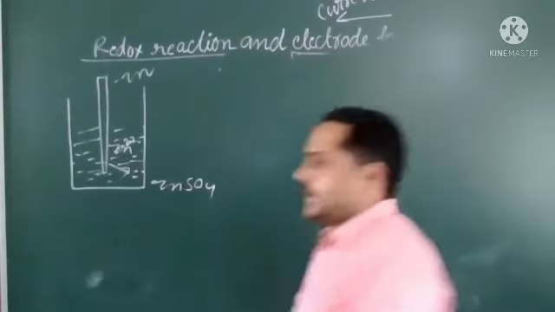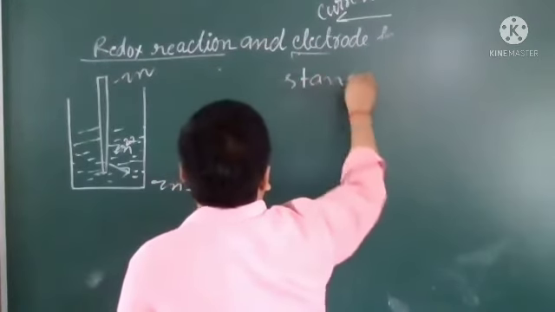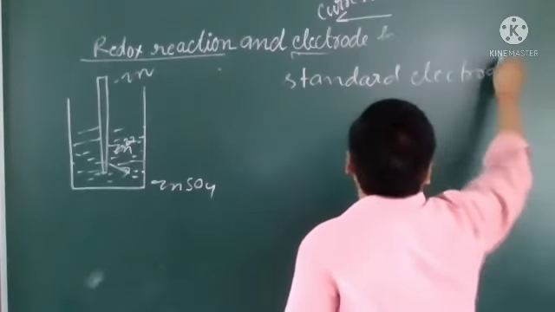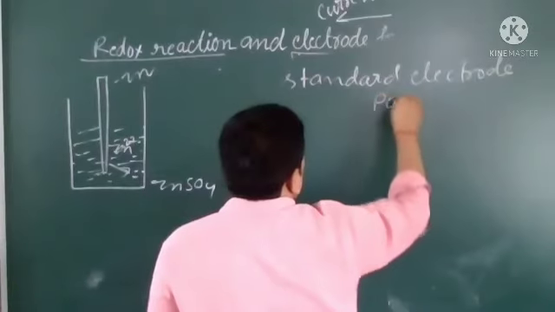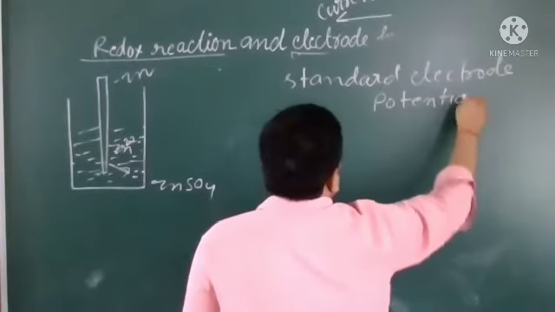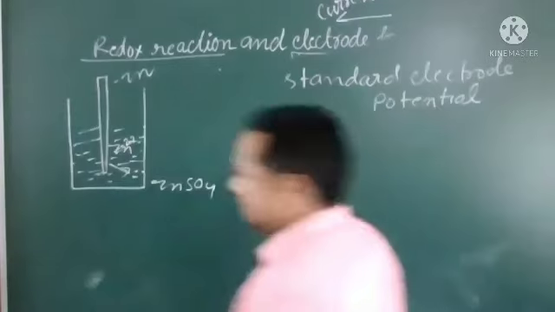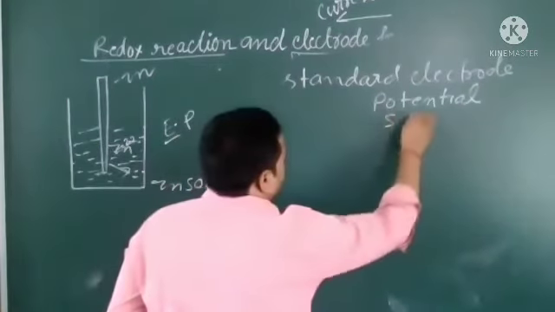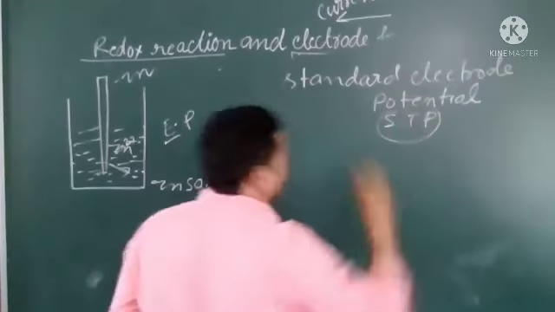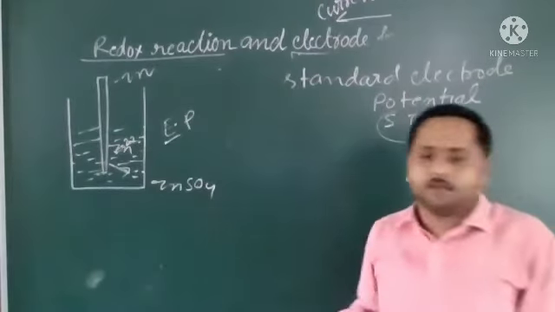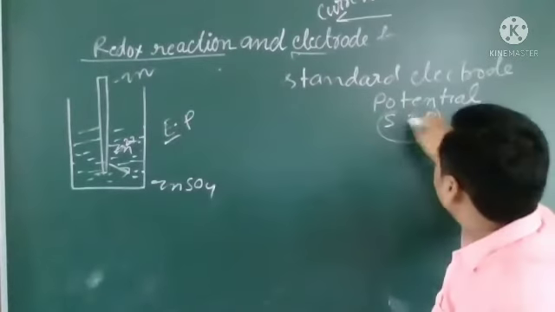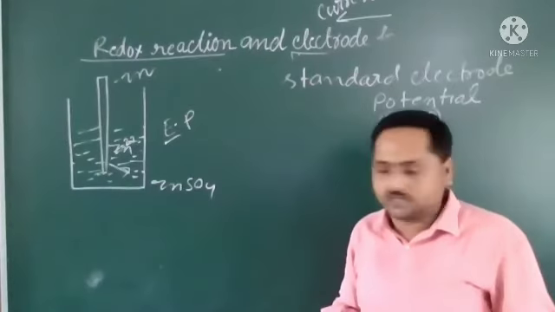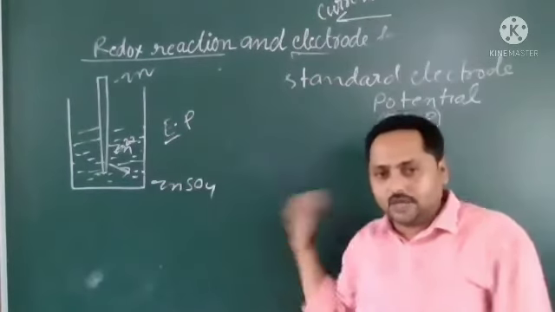Now we are moving to standard electrode potential. In standard electrode potential there are some differences from electrode potential. Standard conditions are STP. So what is the basic difference? Let all of us see here. One more time I will revise, then I will move to this.